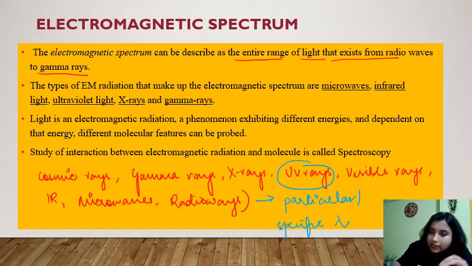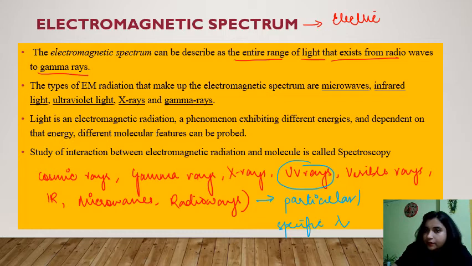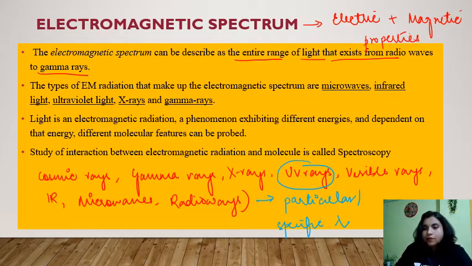Why do we call it the electromagnetic spectrum? Because these waves include both electric and magnetic properties. That's why we call them electromagnetic waves. It includes different ranges of wavelength, and according to those ranges we named them cosmic rays, gamma rays, X-rays, UV rays, visible rays, infrared rays, microwaves, and radio waves.